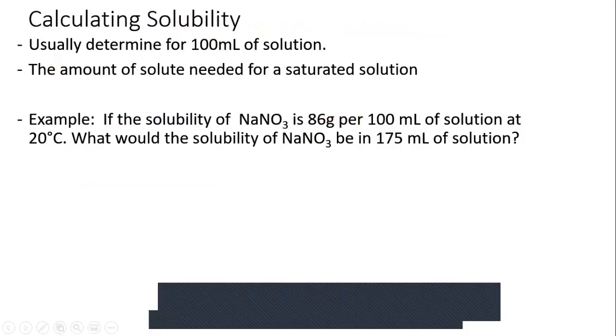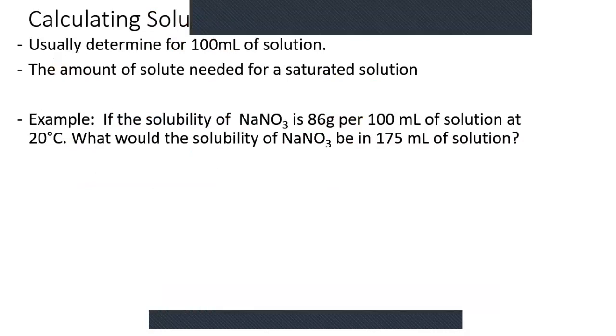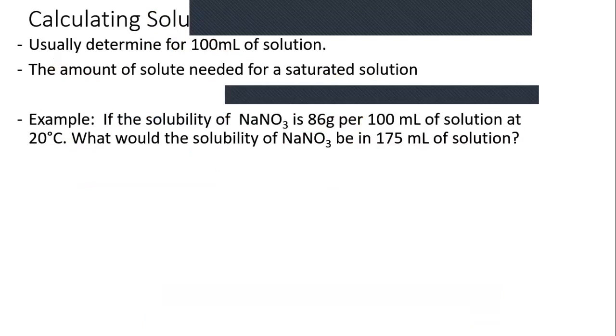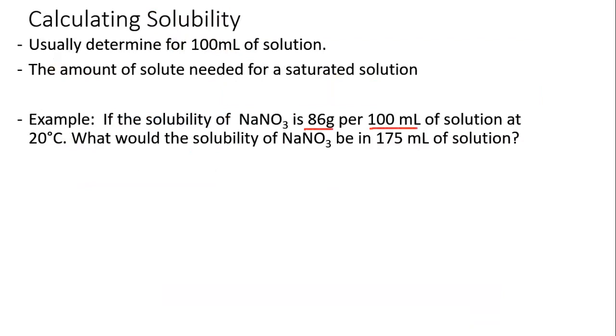Now, calculating solubility. Usually it's determined for 100 milliliters of solution, the amount of solute needed for a saturated solution. So here we have sodium nitrate. We know its solubility is 86 grams per 100 milliliters, and this is at 20 degrees Celsius, for example. What's the solubility of sodium nitrate for 175 milliliters of solution?